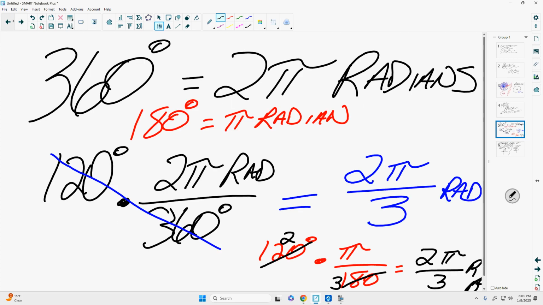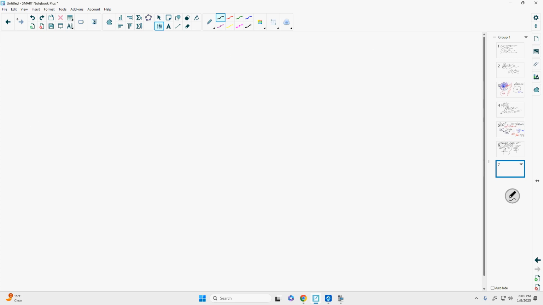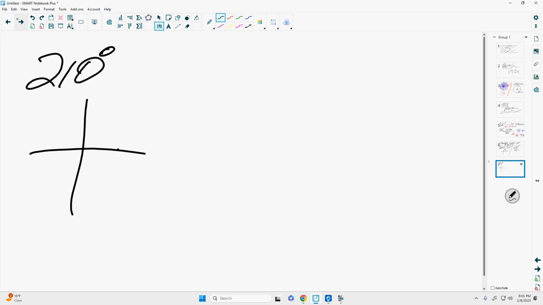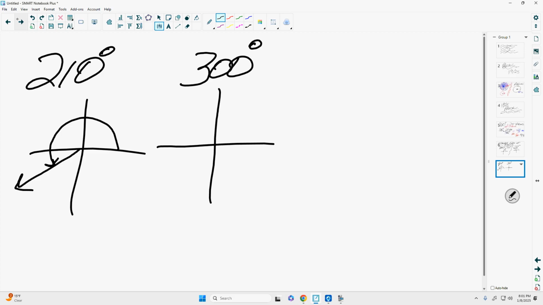Let's keep going. Let's do one in quadrant 3. What if I said, let's do 210 degrees? There's 180 plus 30. Okay, that's 210 degrees. But wait, let's do one more. Let's get crazy and do 300 degrees. Okay, 300 degrees. 90, 180, 270, and add 30 more. I don't know, I was just picking that right there.